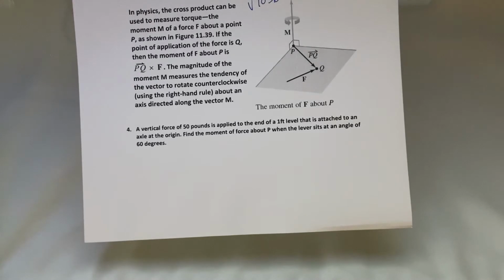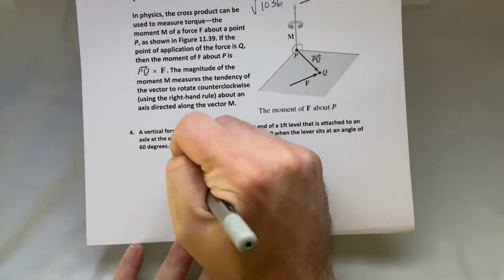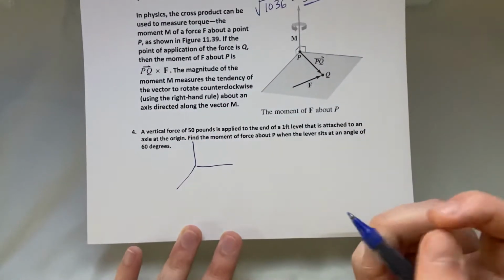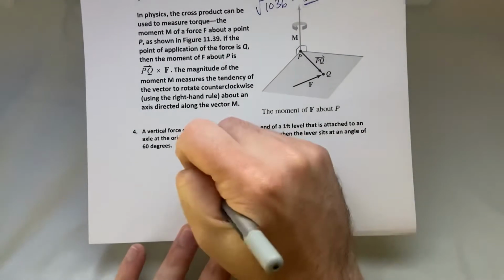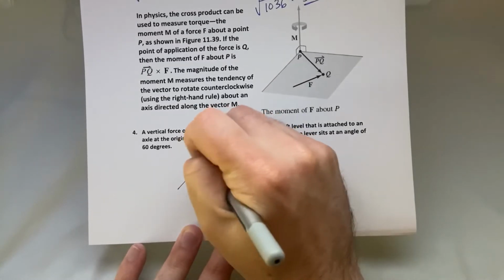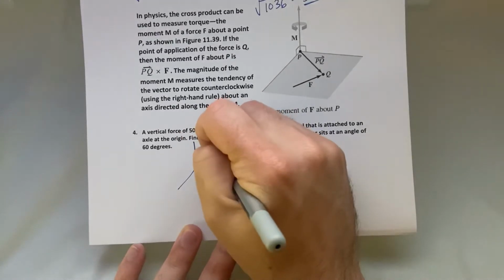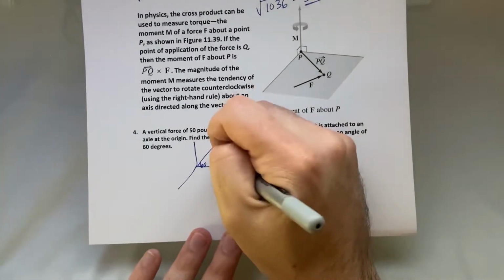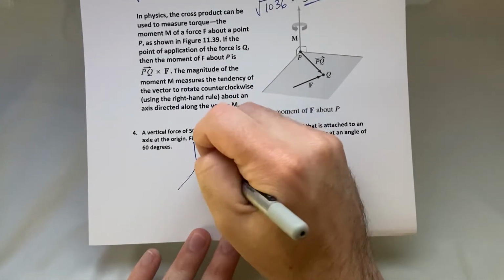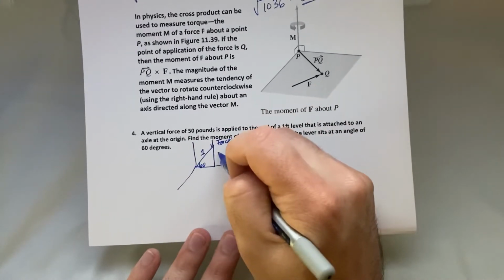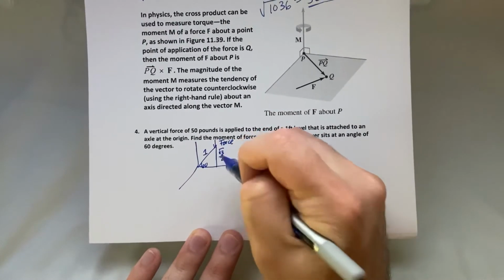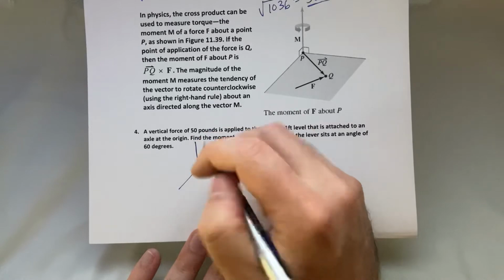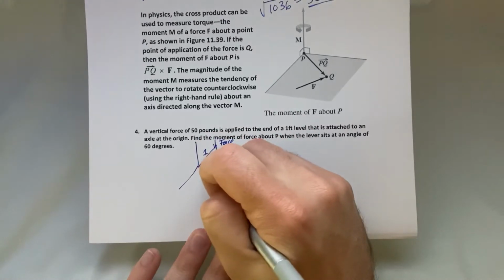So the vertical force of 50 pounds is applied to the end of a 1-foot lever that is attached to an axle at the origin. Find the moment of force about P when the lever sits at an angle of 60 degrees. So here we have a 60-degree angle. Here's a lever. We're applying a force down on it. We know this is the length of 1. So that means this should be √3/2, and this should be 1/2.